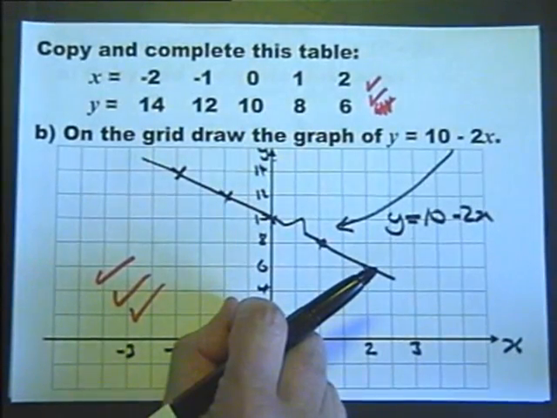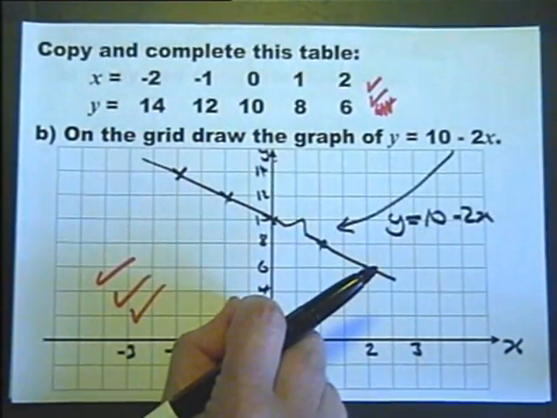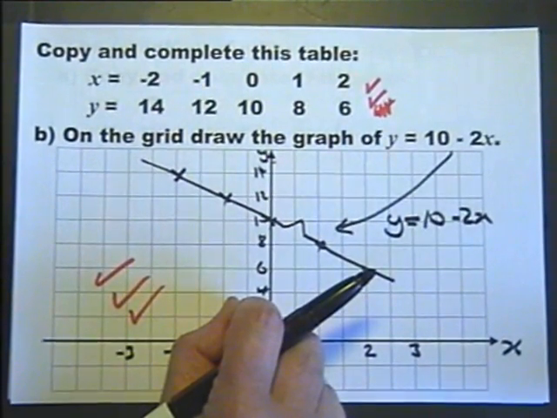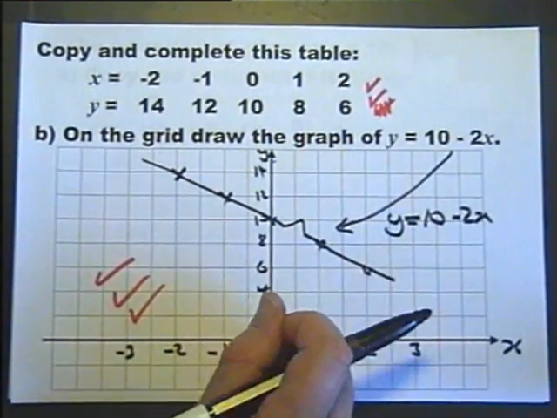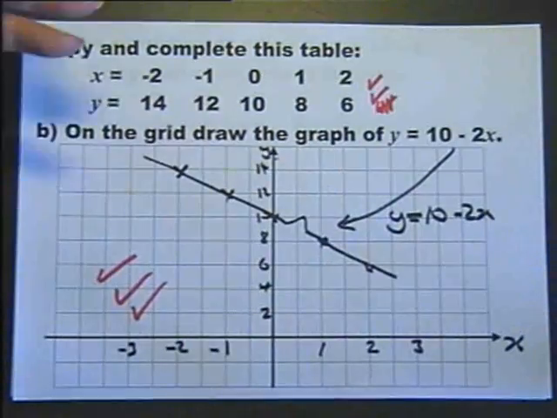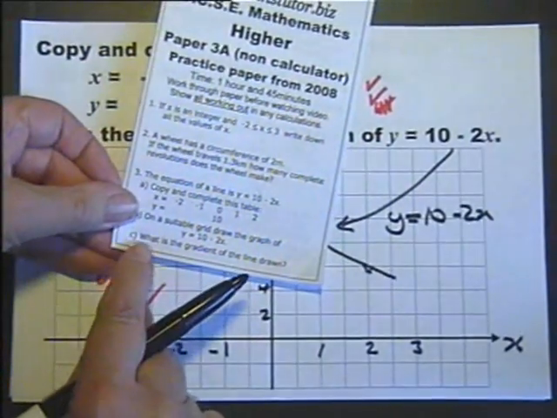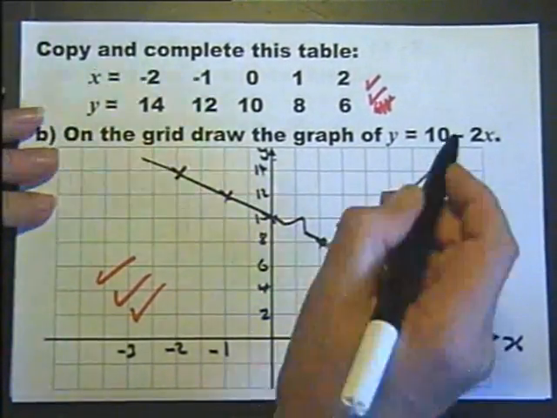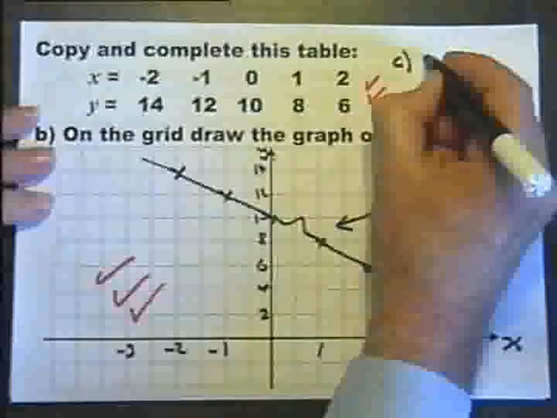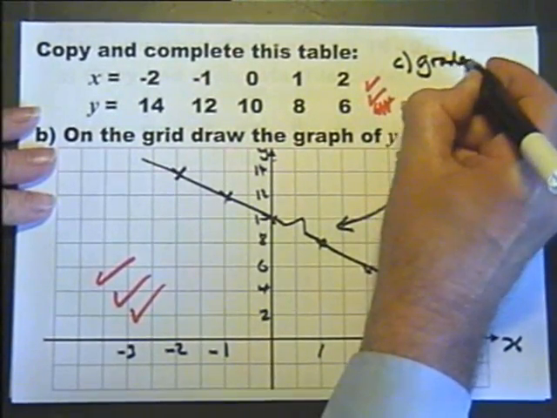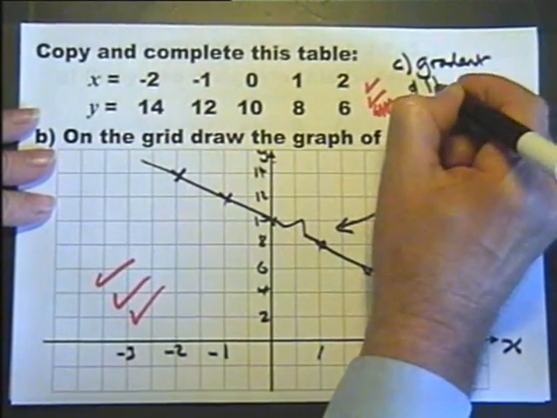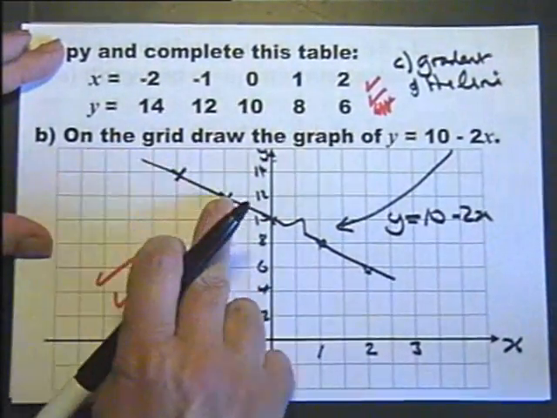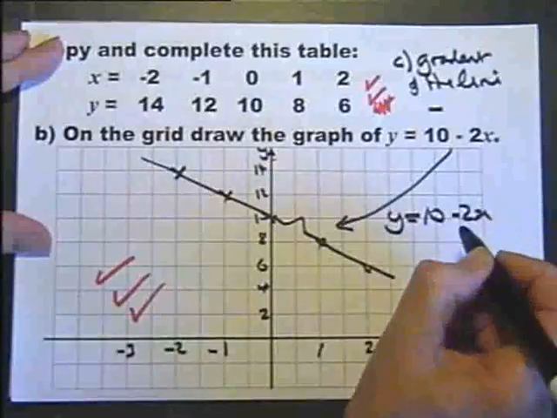I think the question continues, doesn't it? We've even got a part C to this. No, we haven't. I thought we had a part C. Yes, we have. We've got: what is the gradient of the line. So I didn't print that part. Let's mark it here. Gradient of the line. Well, it's going this way, so it's a negative gradient.